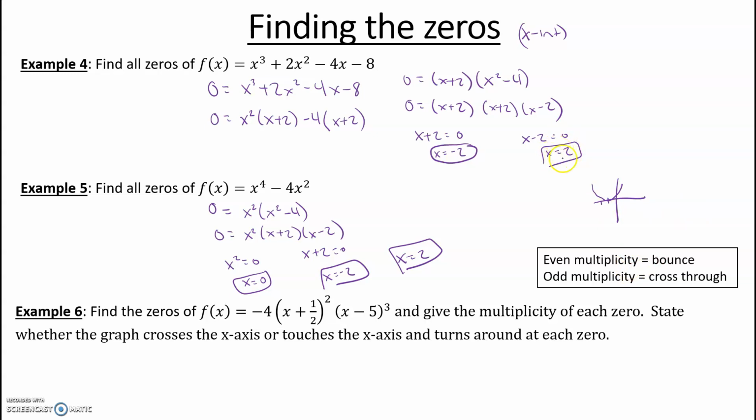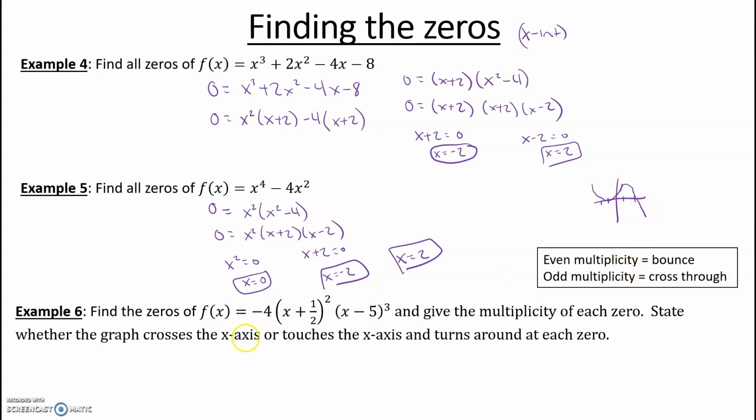Notice here, 2 only happens once, so its multiplicity was 1. What that would look like, we'll just keep this on the same graph. We're going to make this one look bad. Multiplicity was odd, it actually crosses through at that point. So it's actually going to cross through.